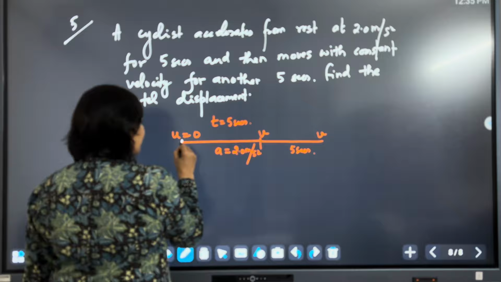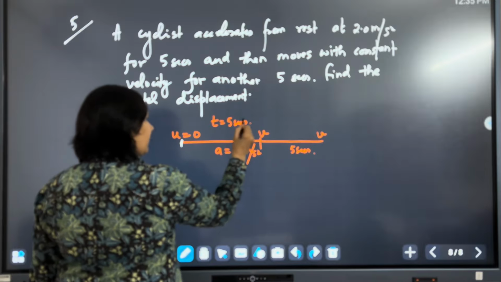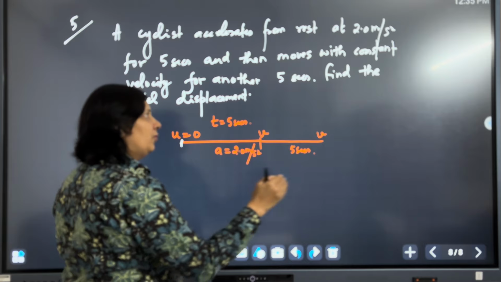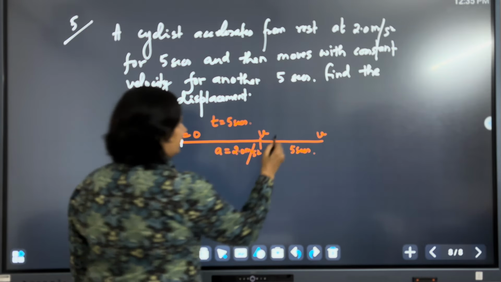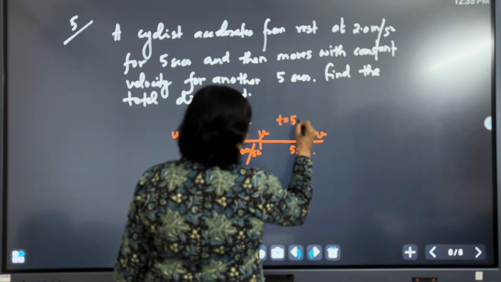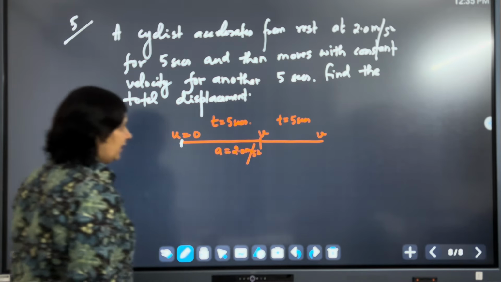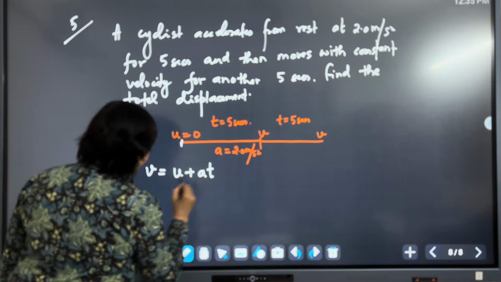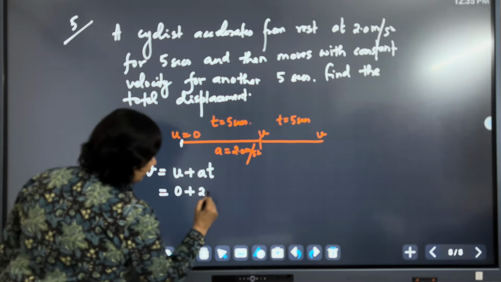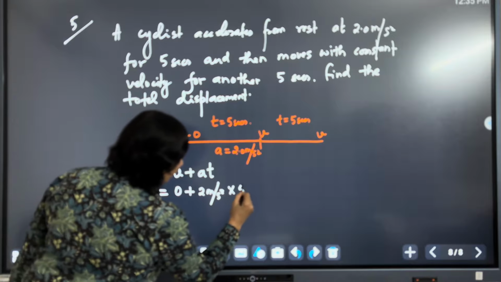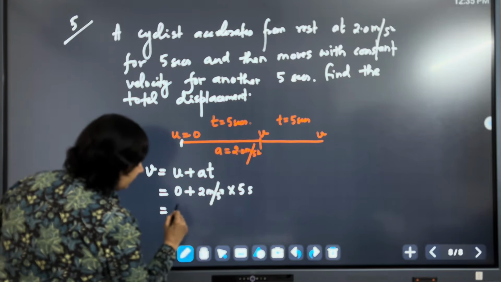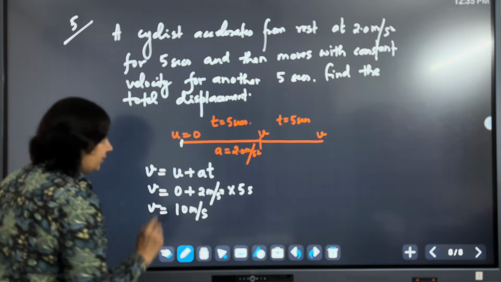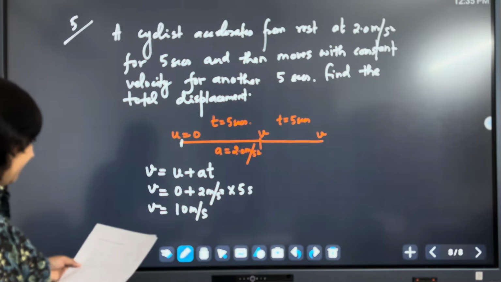This is the problem. The cyclist starts from rest and accelerates for 5 seconds. So it has attained a certain velocity that we can find first, and then it keeps on moving with that constant velocity for another 5 seconds. So here this is again 5 seconds. Okay. So let us first find the v. u plus at, 0 plus 2 meter per second square into 5 seconds, 10 meter per second. Okay. So the final velocity of the cyclist is 10 meter per second.